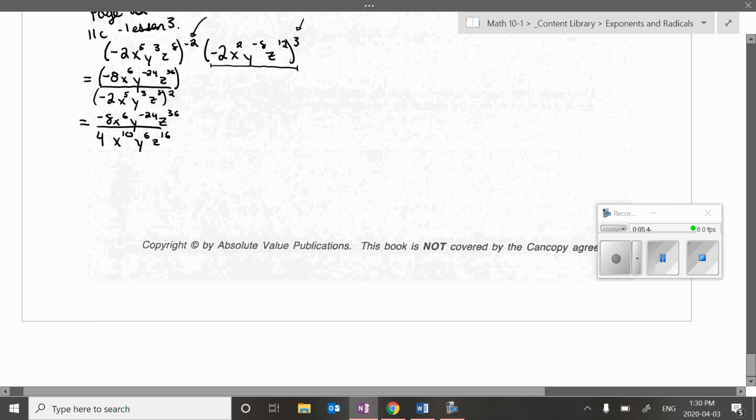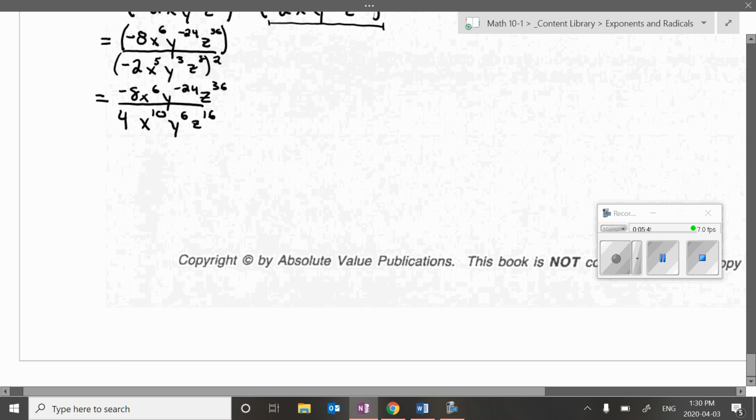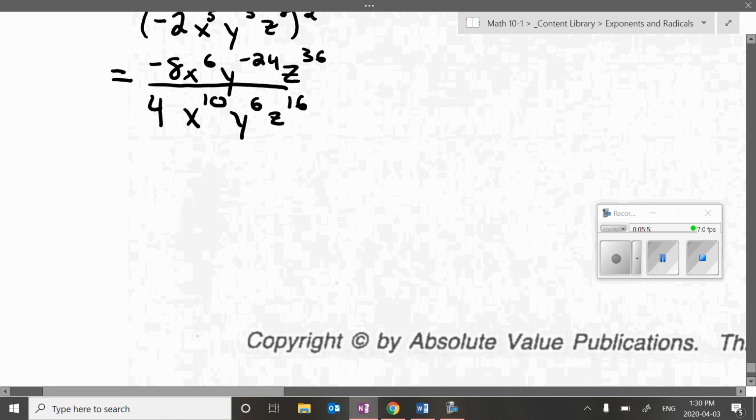Now, you can think about this. You can do these a lot of ways. I really want to stress that too. There's a lot of different ways you can approach this. Let's go through this term by term. First off, negative 8 divided by 4 gives me in the end negative 2.